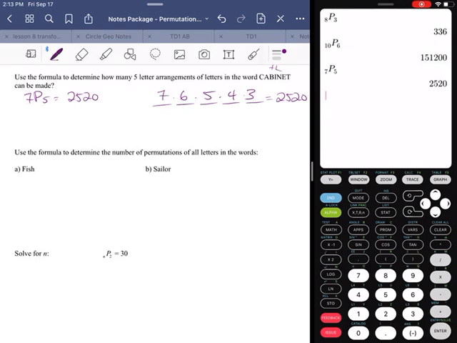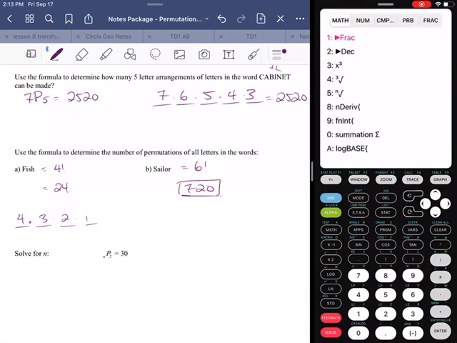Use a formula to determine the number of permutations of all the letters in the word fish. So no restrictions, so it's simply 4 factorial, which gives us 24. And if you wanted to do it like we were before, you'd have 4 options for the first one. Any of them, F, I, S, or H. And then you'd have 3, 2, and 1, and you still get your 24. Sailor, 6 factorial, which is 720.